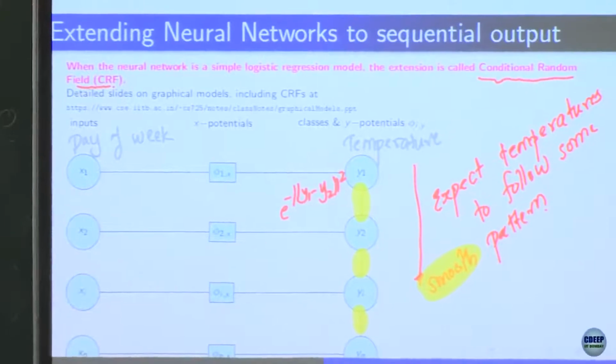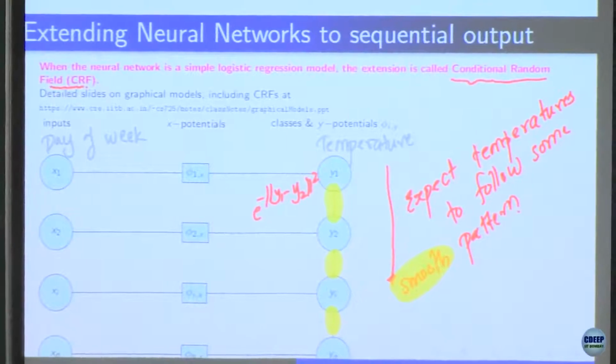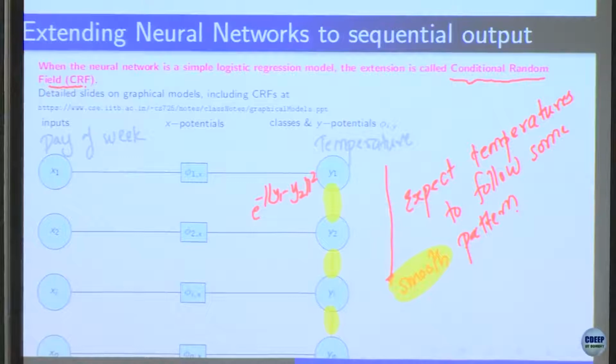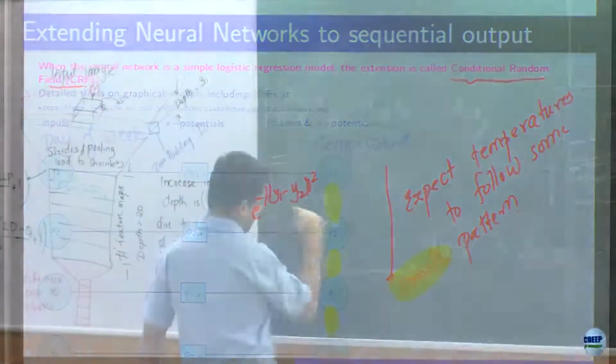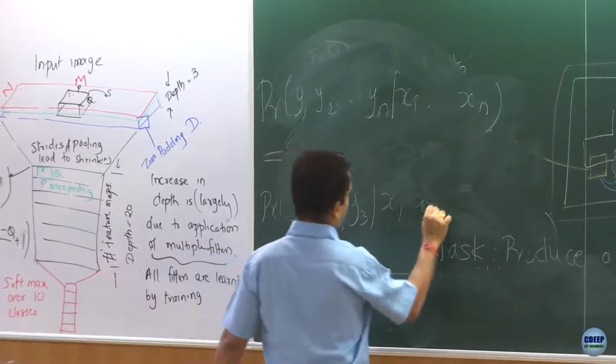Okay, good question, so good suggestion. Instead of assuming that y1 is independent of all the other yi's given xi, I will say, well, y1 is independent of y3 given y2, or y3 is independent of y2 given y1. So they are still making an independence assumption, but it does not ignore the structure on the output altogether. Okay. So the suggestion is probability of y1, y2, y3 given x1, x2, x3.